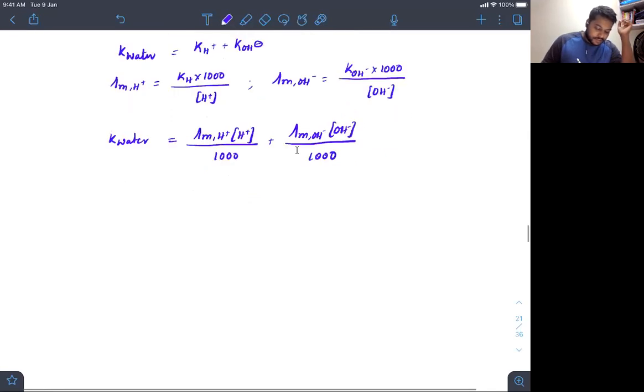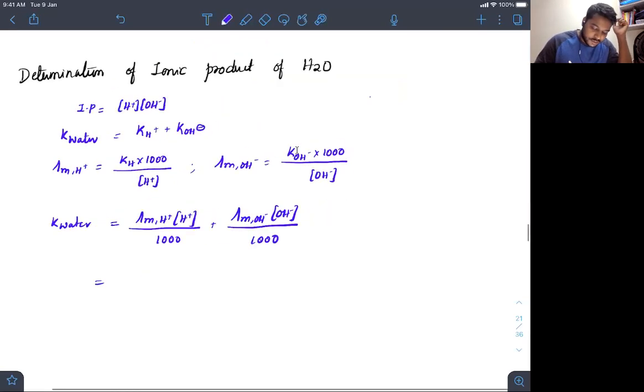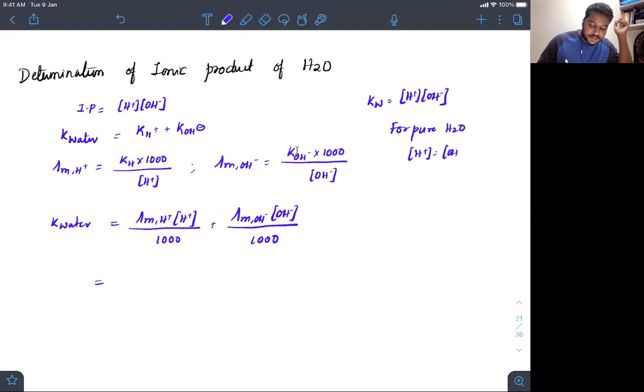So if I bring that 1000 common, and H plus, if I take this lambda m of KW, I can write one thing, the ionic product of water KW is equal to H plus concentration into OH minus concentration for pure water. And for pure water, for pure H2O, we know that H plus concentration is equal to OH minus concentration, which is equal to under root of KW.